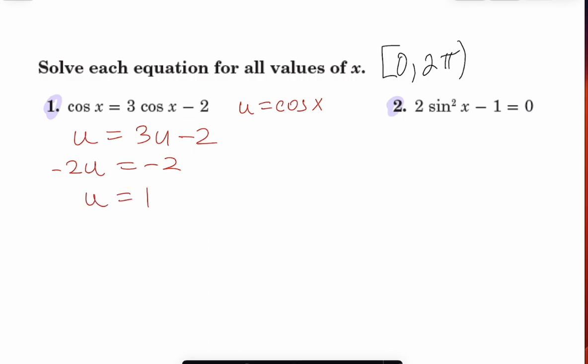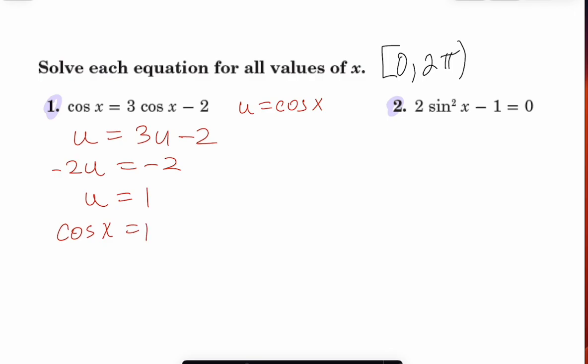Now, once we get to the point, yeah, it's just a standard equation. And then we're going to put the trig function back on only once we've solved for what that variable is equal to numerically. So we get the cosine of x is equal to 1.